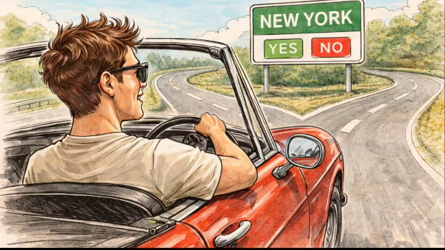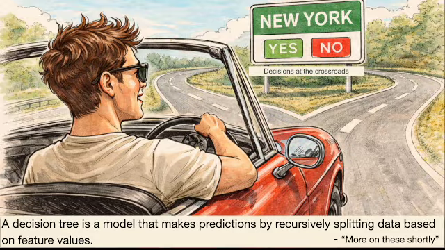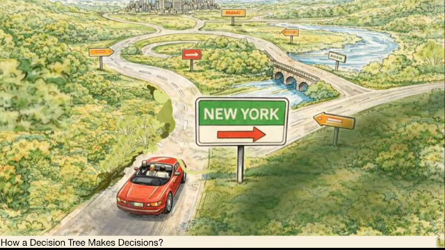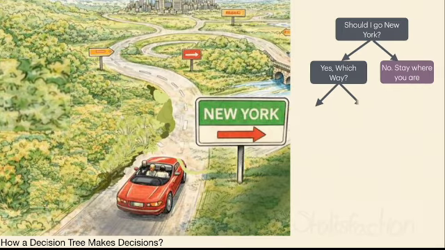Simple decision trees are very intuitive because they make decisions like we humans do, and their rule-based structure resembles human decision-making processes. If you're comfortable with asking yes or no questions, you're ready for decision trees. Decisions are made by traversing the tree from root to leaf based on feature conditions.